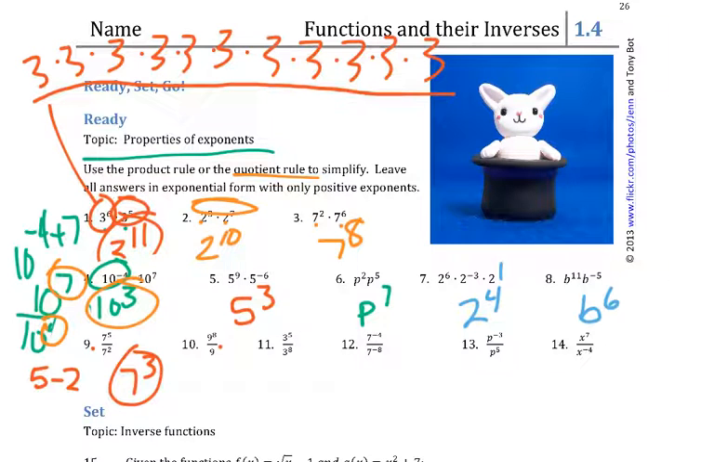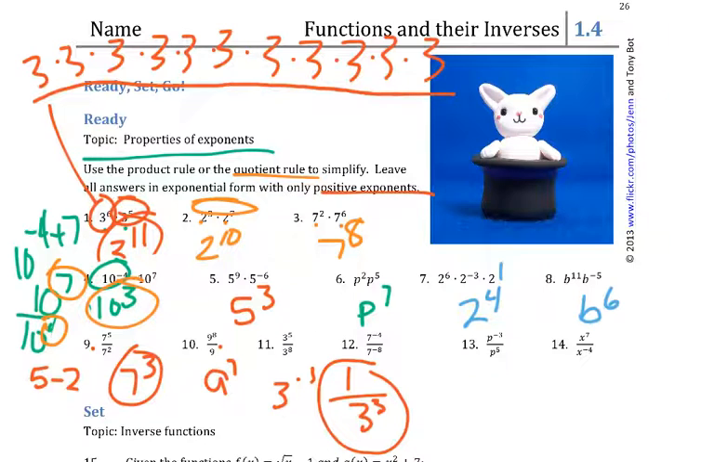Number 10, that'd be like 9 to the 1st. So it'd be 9 to the 7th. 8 minus 1 is 7. 3 to the 5th over 3 to the 8th would give us 3 to the negative 3, which would be 1 over 3 cubed, which, since it wants positive exponents, you need to leave it in the fraction form.